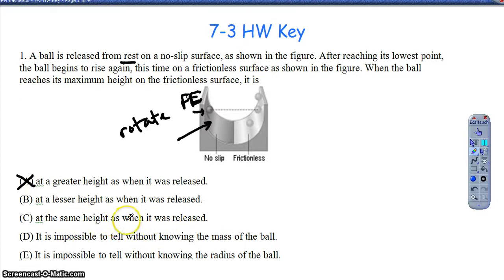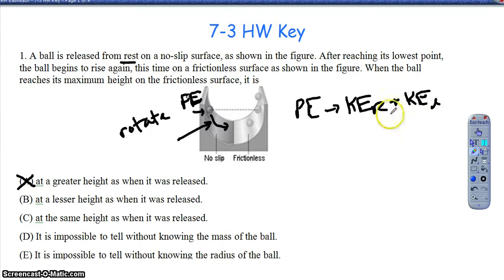Well, in order to be the same height, think about what would happen. As the ball rolls down, I know it's starting with potential energy. As it rolls down the ramp, because it is rolling, that potential energy goes to both rotational and linear kinetic energy. So some of it goes to linear, some of it goes to rotational. Once it hits that frictionless part of the ramp, the rotational motion is not going to change. And so as it then continues to rise back up, that rotational kinetic energy is going to remain constant.